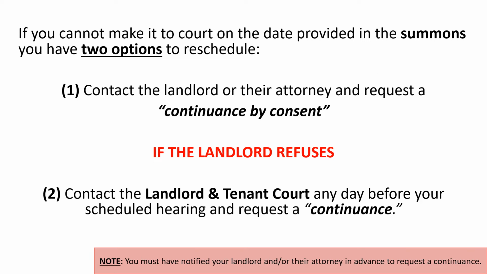If you cannot make it to court on the date provided in the summons, you have 2 options to reschedule. 1. Contact the landlord or their attorney and request a continuance by consent. If the landlord refuses, 2. Contact the landlord and tenant court any day before your scheduled hearing and request a continuance.